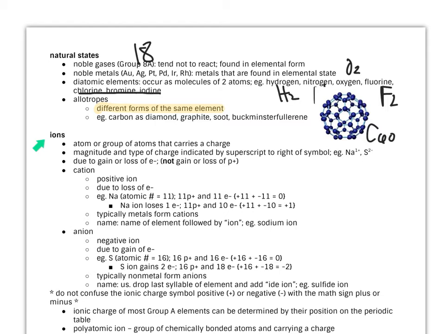Okay, moving on to ions. So these are how elements exist in their natural state, in the elemental form. They're elements, they're not bound with anything unless it's themselves, in the case of diatomic elements. So let's start to talk about ions, because ions are an atom or group of atoms that carries a charge.